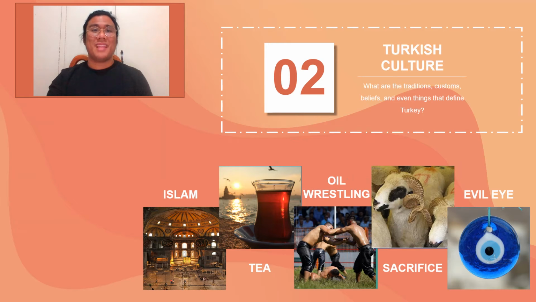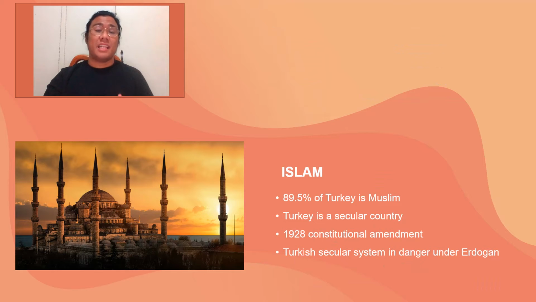Thank you, Bem. Now we are going to discuss the traditions, customs, and other things that define Turkish culture. More than 9/10 of the population is Muslim. Nevertheless, Turkey is a secular country. As Bem mentioned earlier, in the 1928 constitutional amendment, Islam was removed as the official state religion, and since that time the state has found itself periodically at odds with religion.